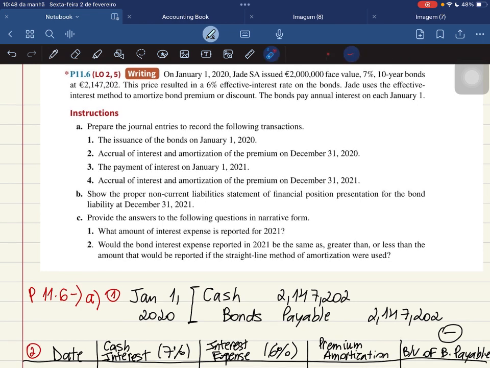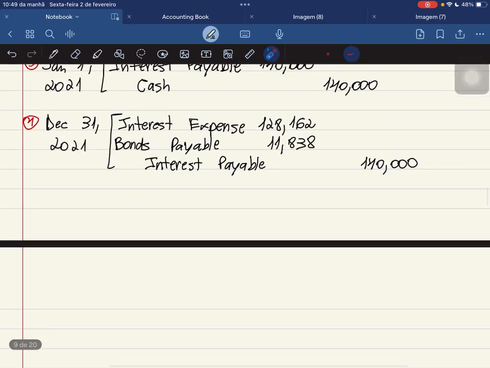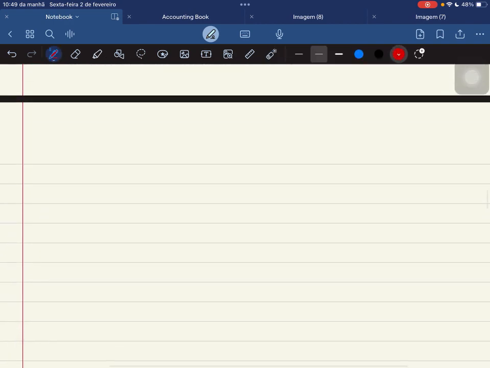B. Show the proper non-current liabilities statement of financial position presentation for the bond liability at December 31st of 2021. Okay. This one is basically asking us to prepare a statement of financial position, right? So the statement of financial position always starts with the name of the company. In this case, it is Jade S.A. And then what kind of report that is. In this case, it is a statement of financial position.